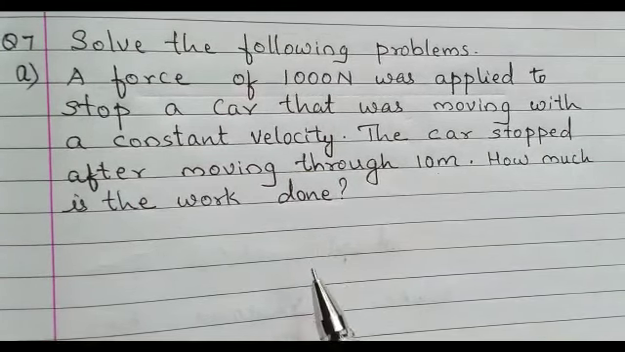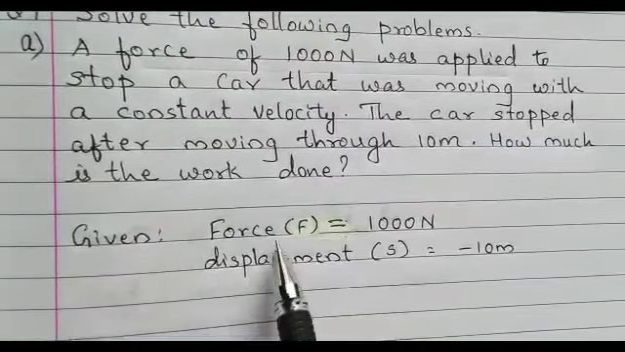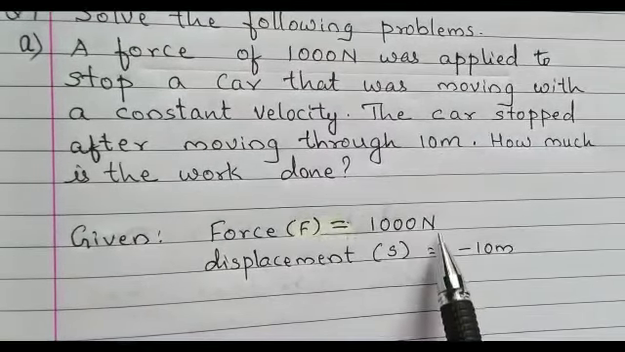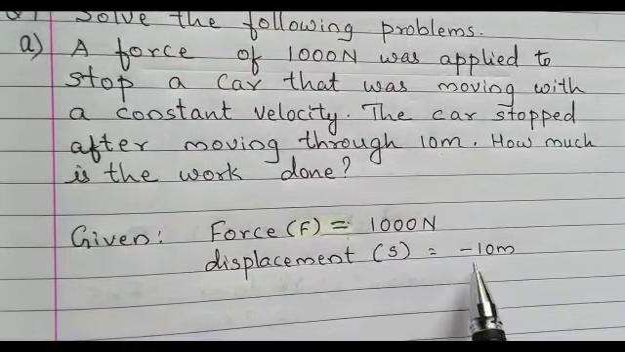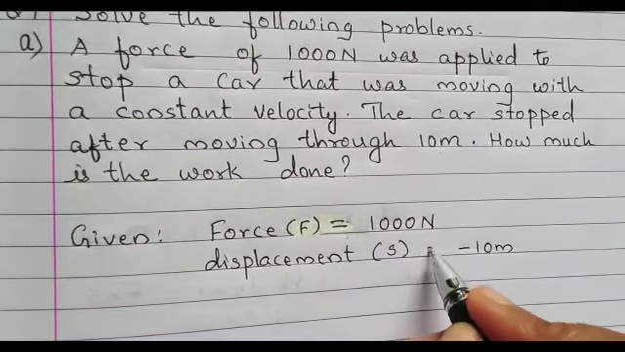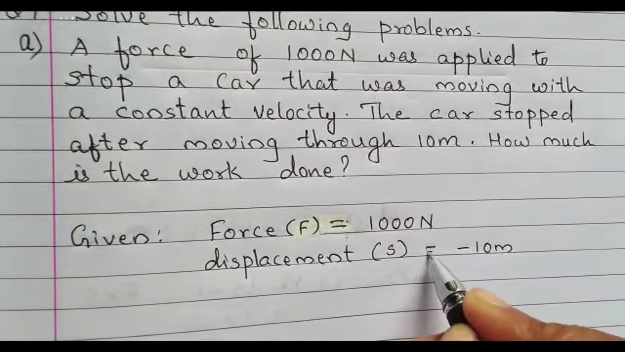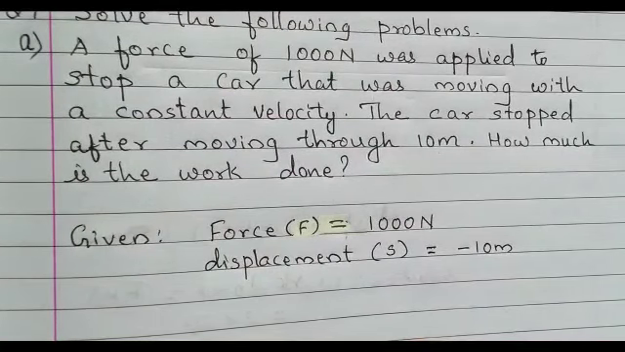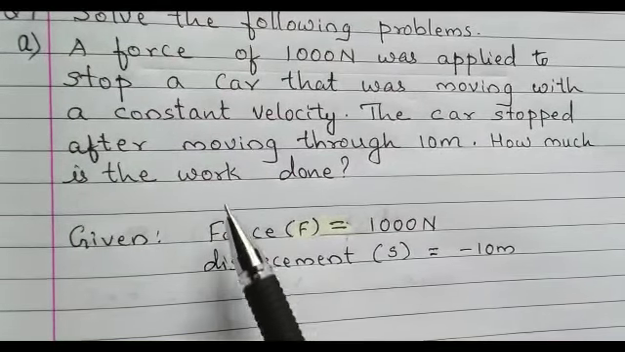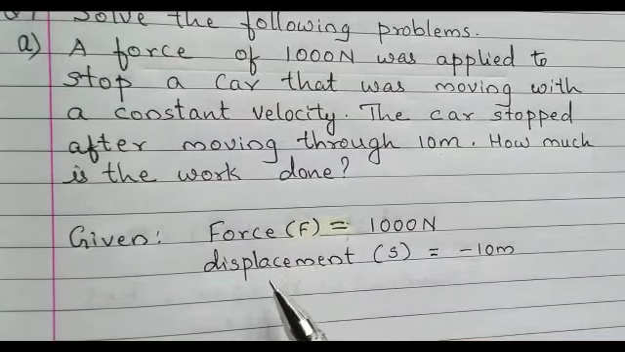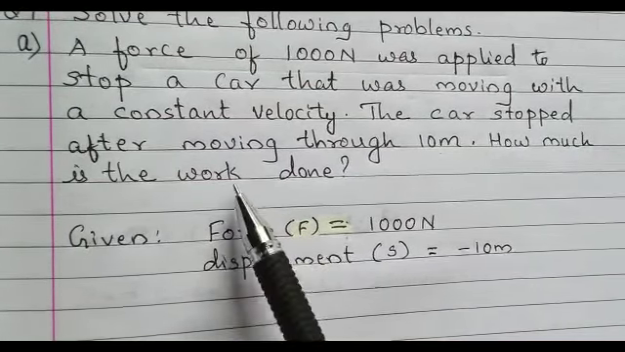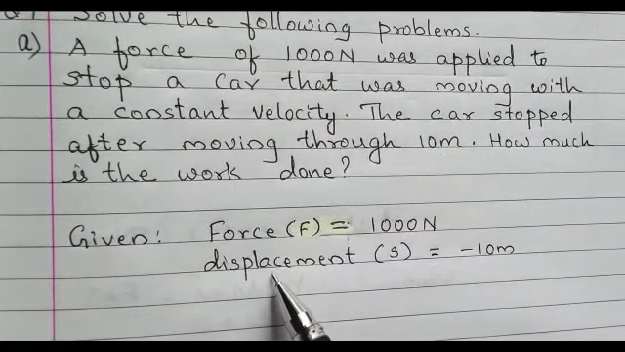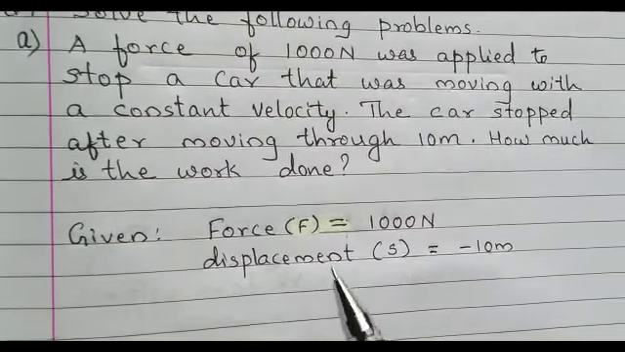We have to calculate the work done. So first let us write what is given. It's given force F is equal to 1000 Newton and displacement S is minus 10 meters because force is acting in the opposite direction of displacement. Now what is the relation between work done, force and displacement? Yes, we had learned that work done is equal to force multiplied by displacement.